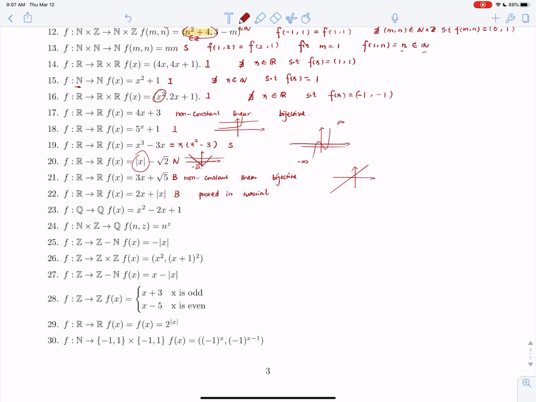Number 23. Well, apparently this is not injective because f of 0 equals f of 2.